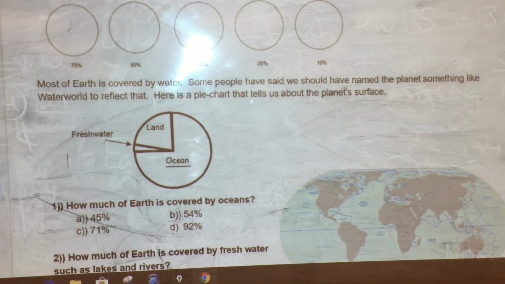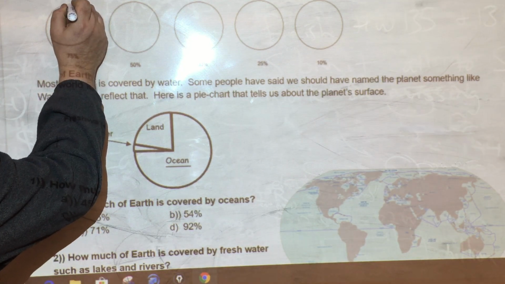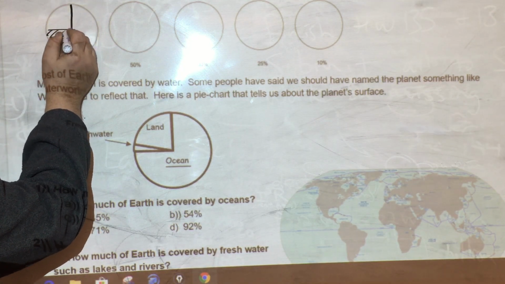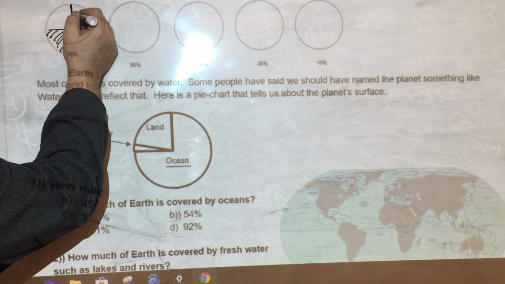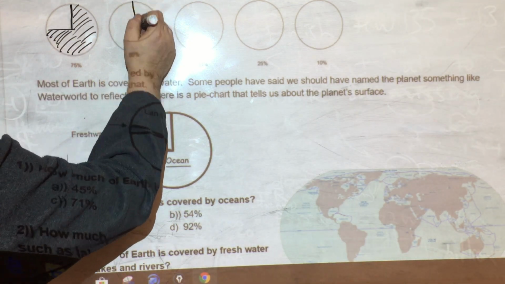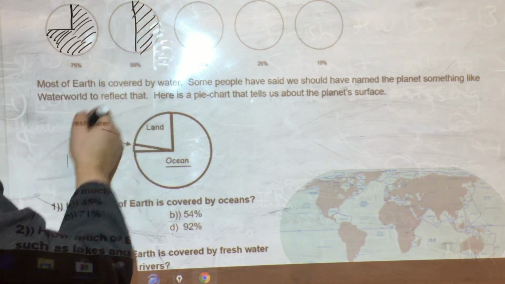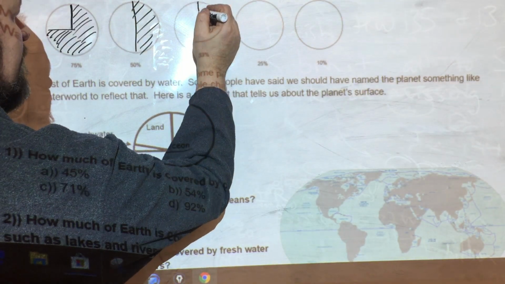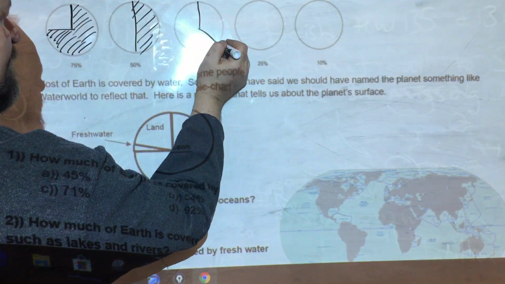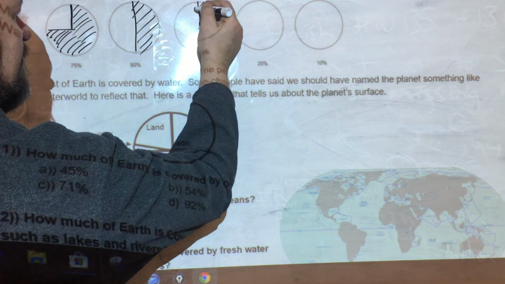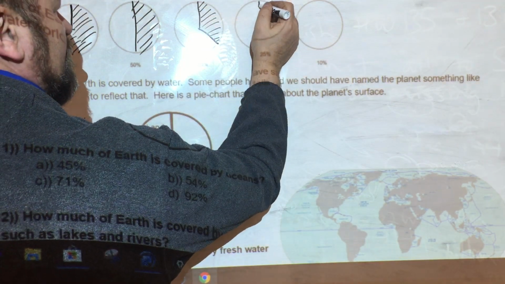Part 1, the ingredients. We're going to be looking at pie charts for the ingredients of the ocean water. So let's just review a little bit how we do the pie charts. For 75%, we would shade in this much. For 50%, it's half the circle. 33% is a little bit tougher to draw, but it's approximately that. 25% is a quarter.